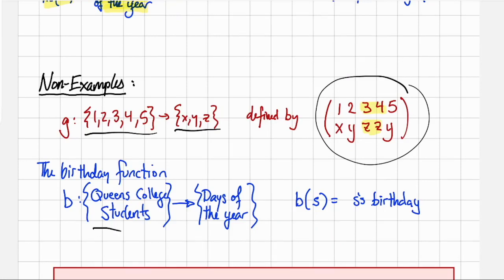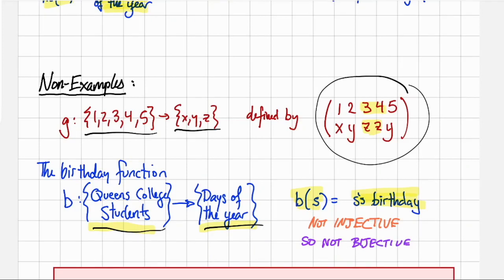Let's look at another example, the birthday function we saw in a previous video, where b is the function that takes the set of Queens College students into the set of days of the year, where b of a student is the student's birthday. Now there are well over 365 different students at Queens College, and therefore at least 2 of them have to have the same birthday. That means, again, this function is not injective, so it's not bijective either.